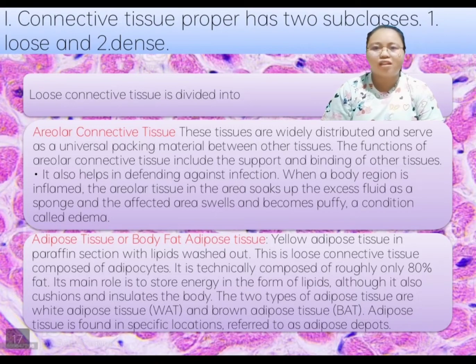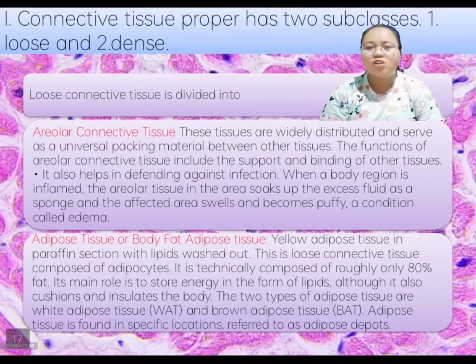So loose connective tissue is divided into two. These are areolar connective tissue and adipose tissue or body fat. Areolar connective tissue is widely distributed and serves as a universal packing material between other tissues. The functions of areolar connective tissue include the support and binding of other tissues. It also helps in defending against infection.